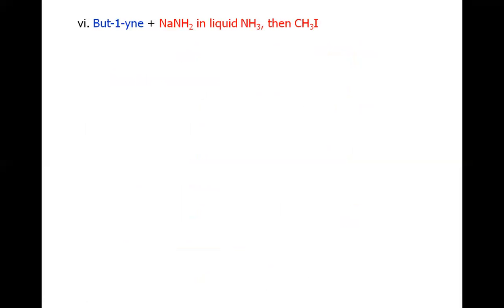For the sixth reaction, it was asked when but-1-yne is treated with sodium amide, which is also called sodamide, in liquid ammonia, and then treated with methyl iodide, what will be formed. So it's a two-step reaction. The first step is basically a deprotonation step, because the sodium amide is a strong base, and this alkyne, as we know, is a terminal alkyne.